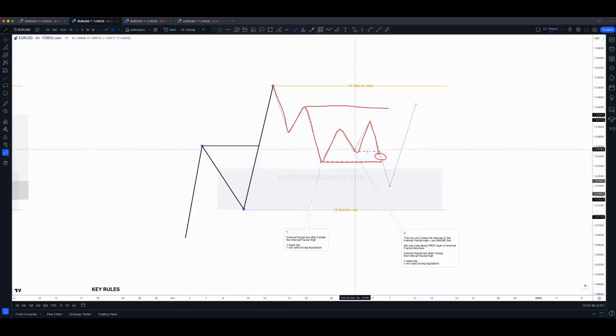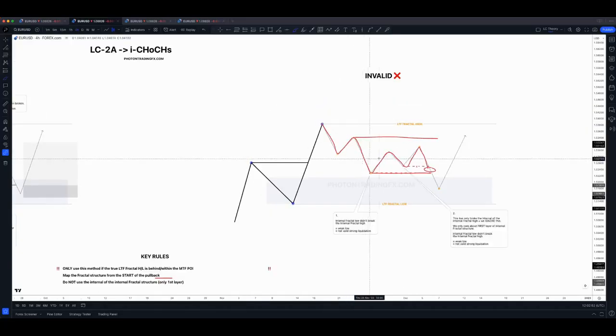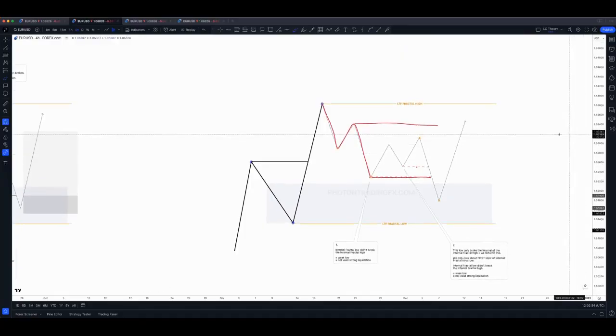Because this low here broke the internal of the internal. It's not valid. This is the range we're within. That's why it's super important you know where the first layer of internal structure is. This is the first layer. This is the internal low. This is the internal high. We ignore everything in between.